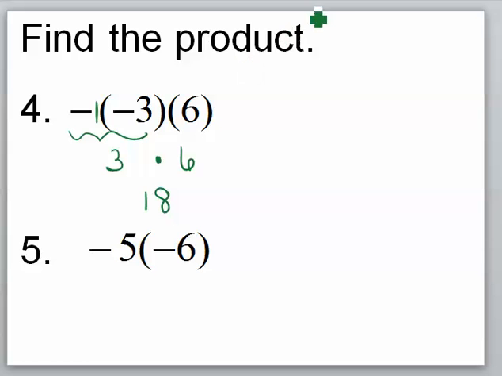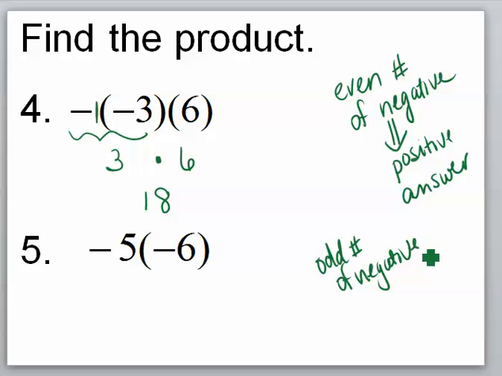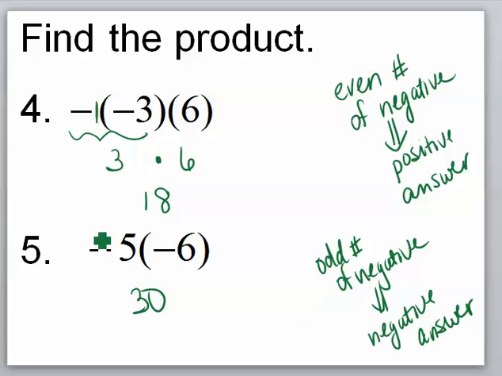Now you can also do this all at once. If you have an even number of negatives, your answer is positive. If you have an odd number of negatives, your answer is going to be negative. So in this example I have an even number of negatives, so my answer is positive: a negative times a negative is a positive 30.